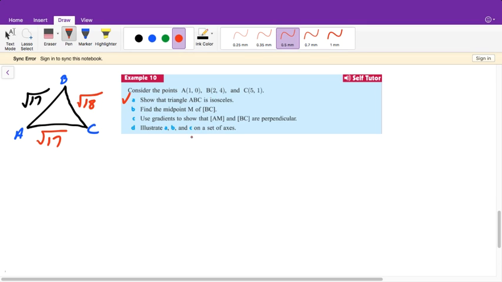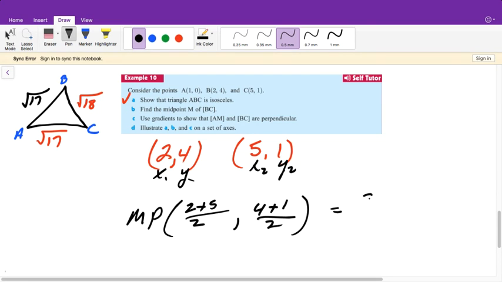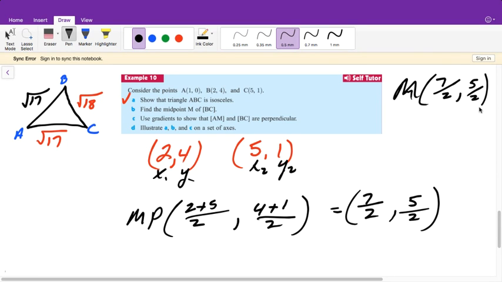We then need to find a midpoint of BC. So if we're finding the midpoint of BC, we're finding the midpoint of 2, 4 and 5, 1. All right, so from 2, 4 to 5, 1. So I will then label this x1, y1, x2, y2. Then our midpoint is equal to 2 plus 5 divided by 2 and 4 plus 1 divided by 2. This is then going to be equal to 7 over 2 and 5 over 2. Remember, make sure that you are leaving this in parentheses. So there is our midpoint, M. So we know the midpoint, M, that they asked us to find for BC has a midpoint of 7 over 2 and 5 over 2.